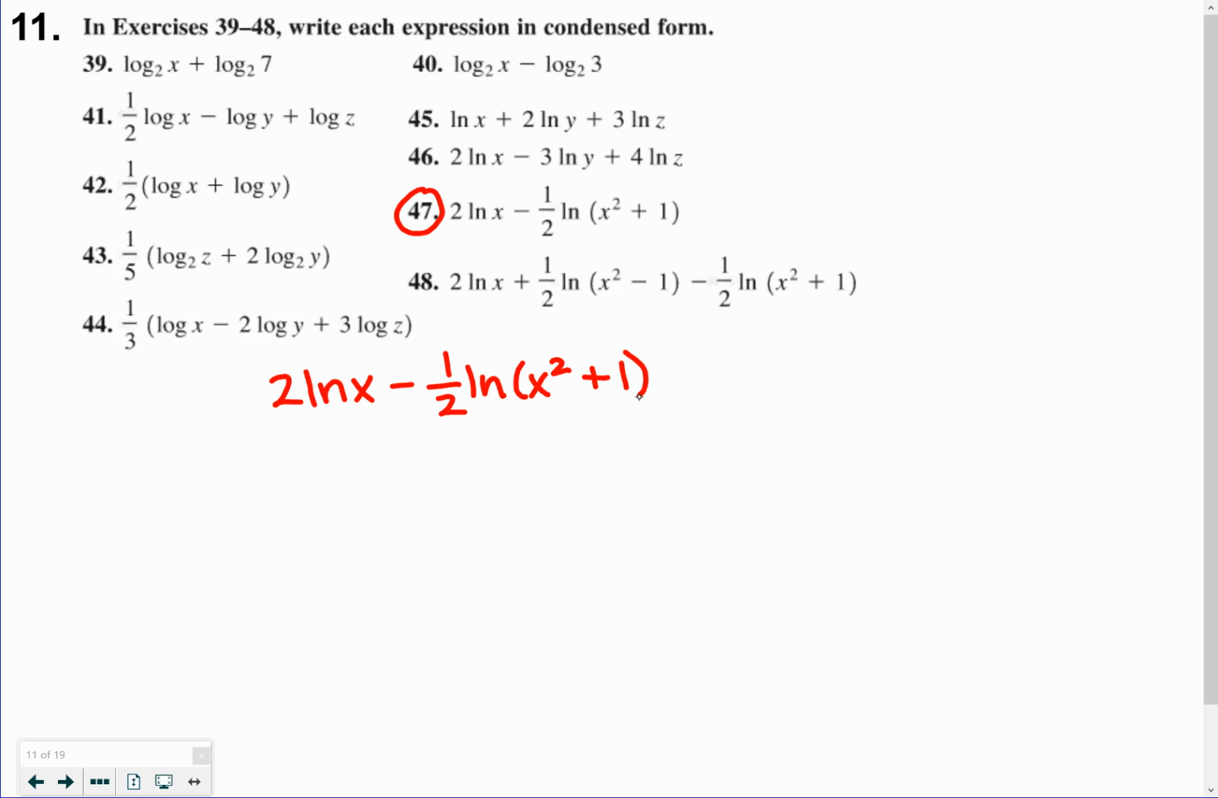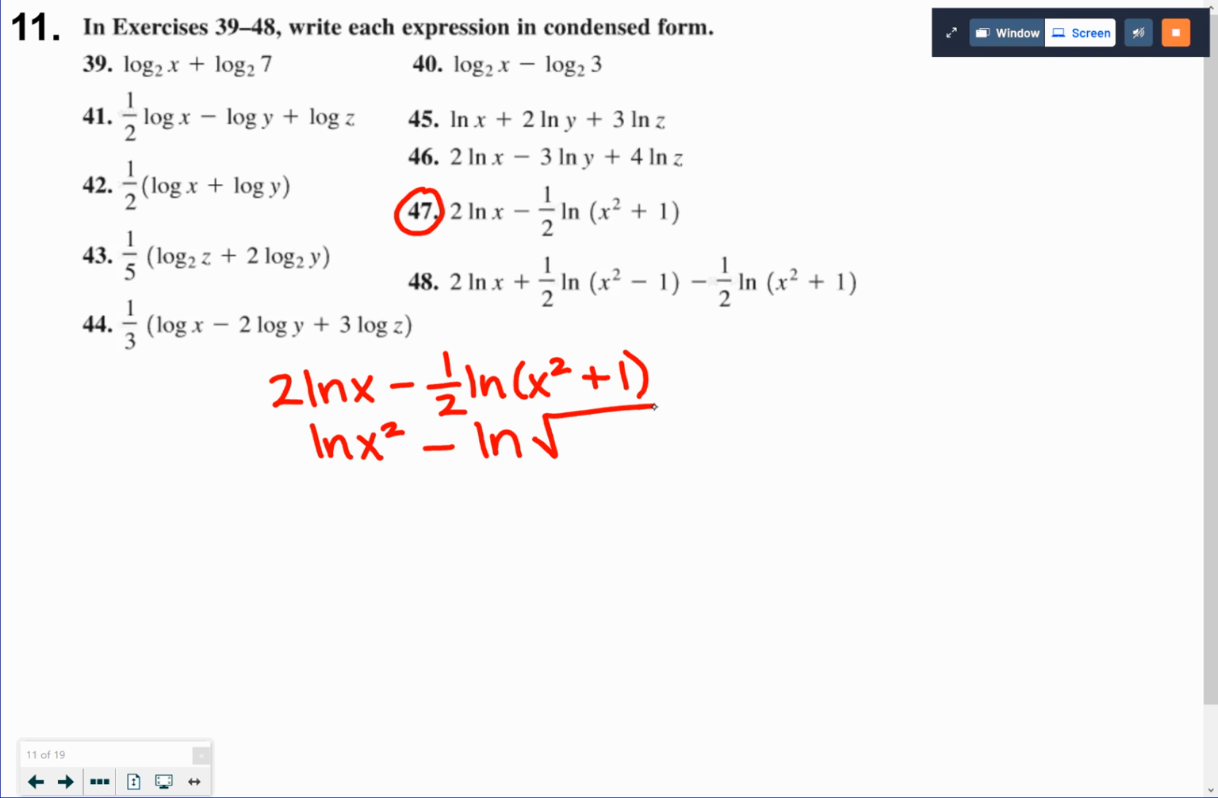Okay, so as you're condensing, the first thing that you're going to do is if you have a number in front, you're going to move it up into the exponent. So if I move a 2 up into the exponent for that first term, it's going to become an x squared. And then if I move a 1/2 up into the exponent, a 1/2 power is the same as what? Square root. So it's going to be natural log square root x squared plus 1. Okay, so I have no more numbers out front. They're going to become exponents.